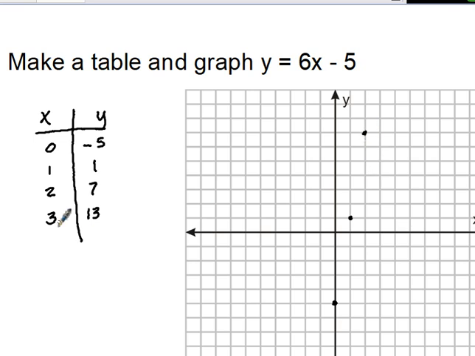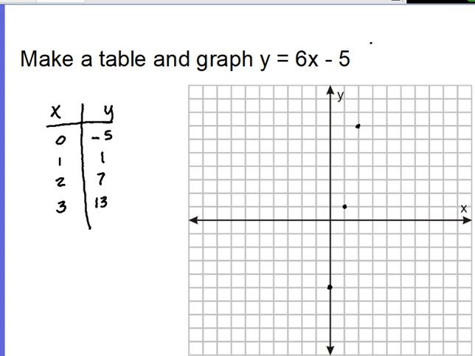And our last point, 3, 13, won't fit on our graph. It's actually going to end up somewhere up in this neighborhood right here. But that's okay. I've got 3 points that I can use to graph my line. So I'm going to go ahead and grab my line tool, and I'm going to go ahead and graph a line that passes directly through these 3 points. So, using the table that we created, I've graphed the line y equals 6x minus 5.